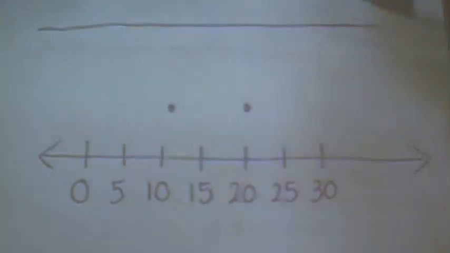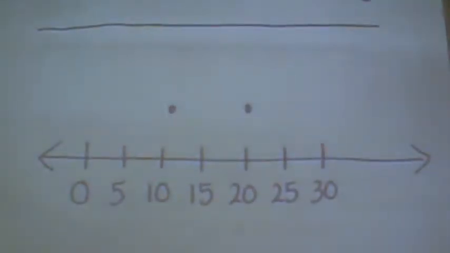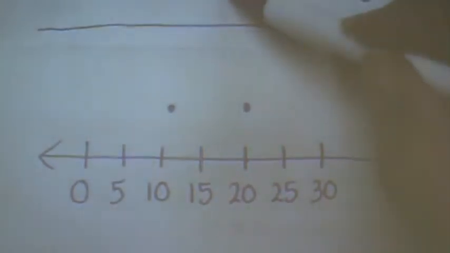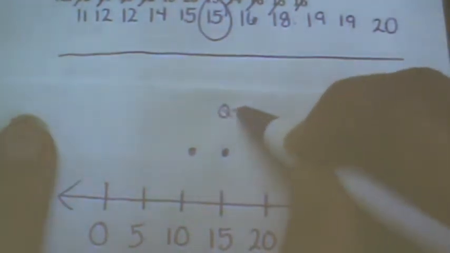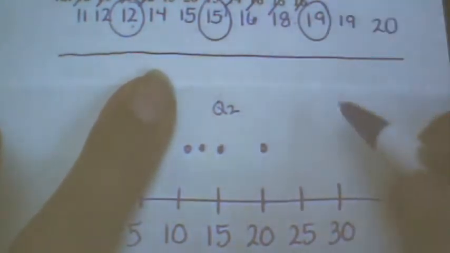Now we need the median. 1, 2, 3, 4, 5, 6, 7, 8, 9, 10, 11. So what's the median? 15. Here's your median. This is going to be called Q2. Now we have this lower half. What's the median of the lower half? 12. This is Q1. And then we have 19 as the median of the upper half. Here's your box and whisker.